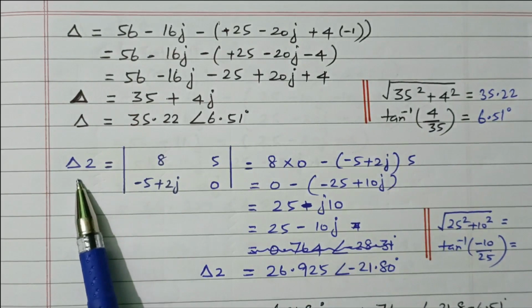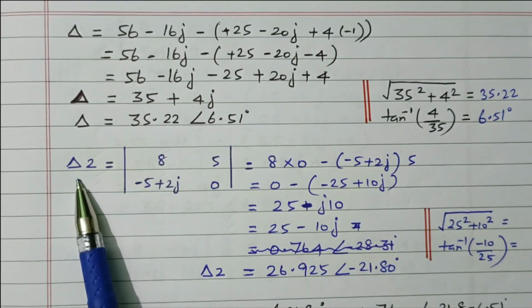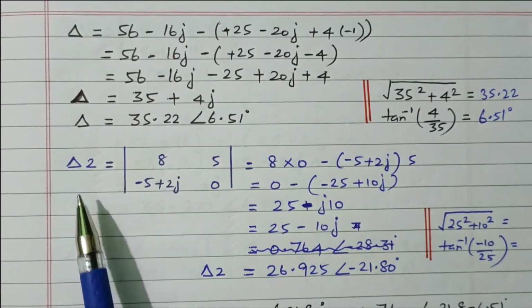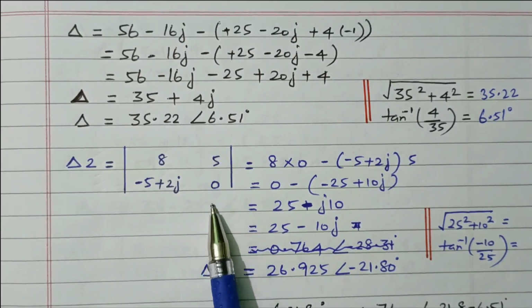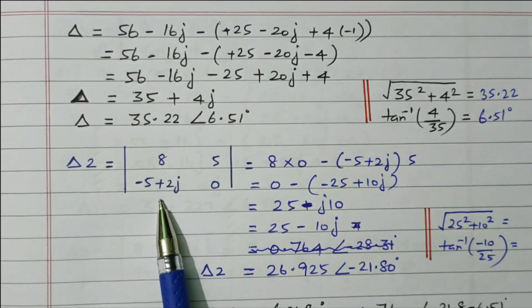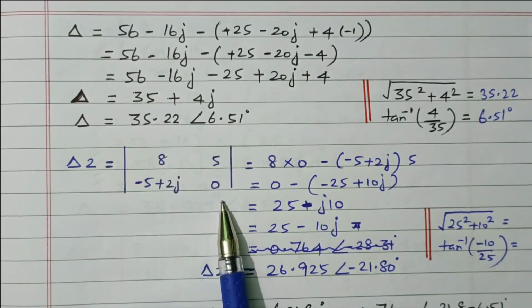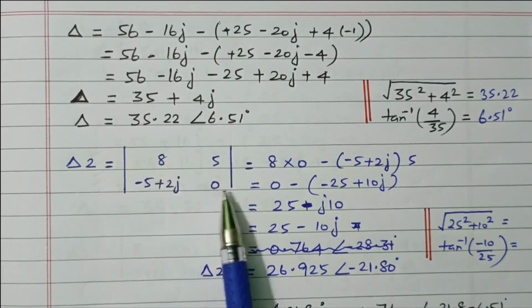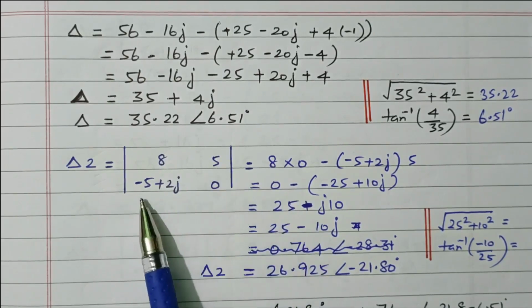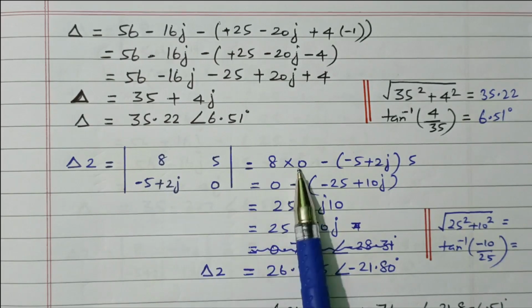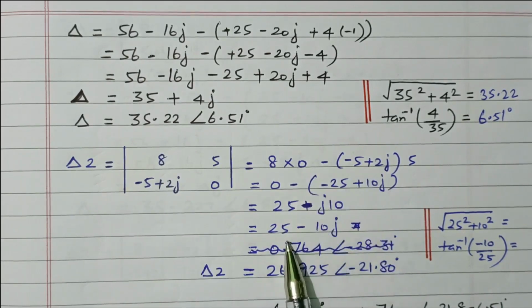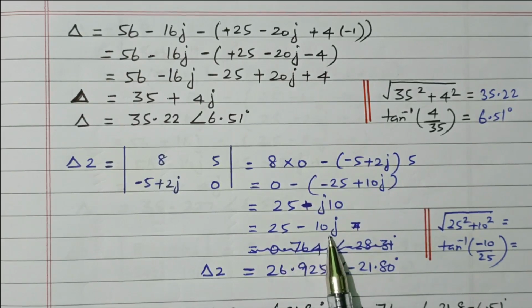Now we'll come to delta 2. Delta 1 is not needed; what we need is I2, so the I1 current is not needed. We can go directly to delta 2. Delta 2 means the second column is replaced by the voltage matrix. The first column is written as it is, and the second column is replaced by the voltage matrix. So 8 into 0 minus 5 into minus of minus 5 plus 2j. After simplification we get 25 minus 10j in rectangular form. In polar form it is 26.925 with an angle of minus 21.8 degrees.